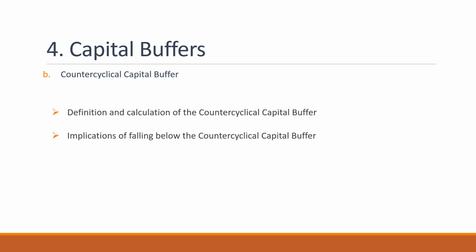Implications of falling below the countercyclical capital buffer. If the countercyclical capital buffer is raised above 0% in the future and a bank falls below the requirement, it may face restrictions on discretionary distributions until the buffer is restored.